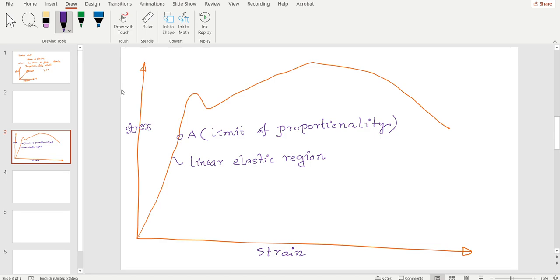Now come to point B. You have already known that the point at which the limit of proportionality ends is called the elastic limit.